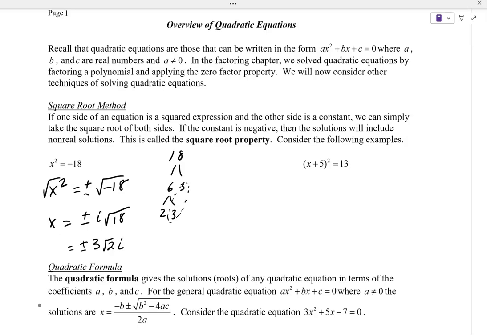So if you wanted, for example, to write it out longhand, you could write it as x equals 3 square root of 2i and negative 3 square root of 2i. That means the same thing. I'm just trying to emphasize that it means the same thing. You're writing down two solutions in a compact form. Does that make sense? Right. Write it like that.